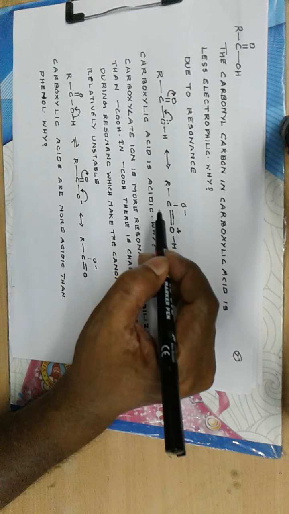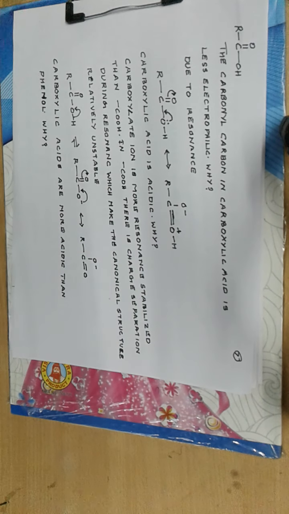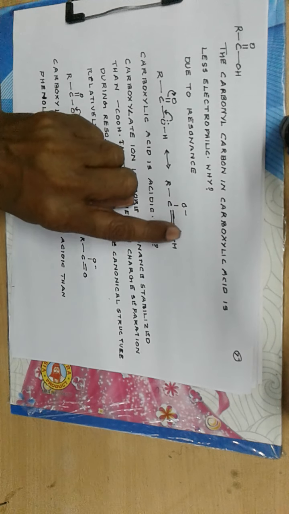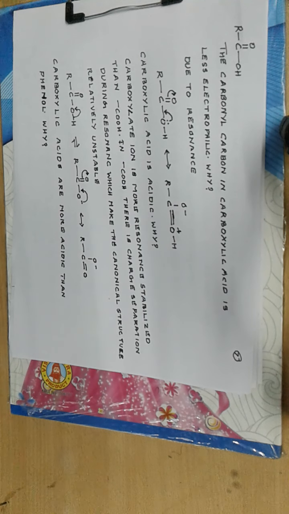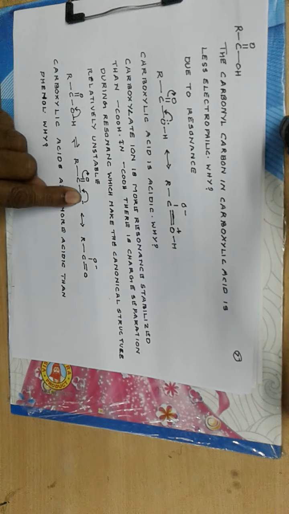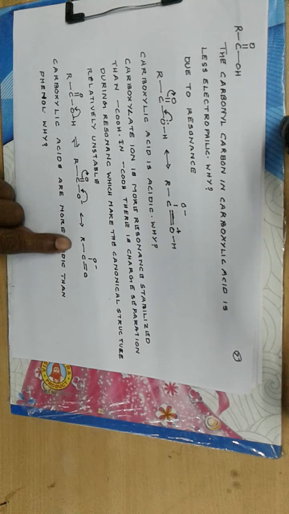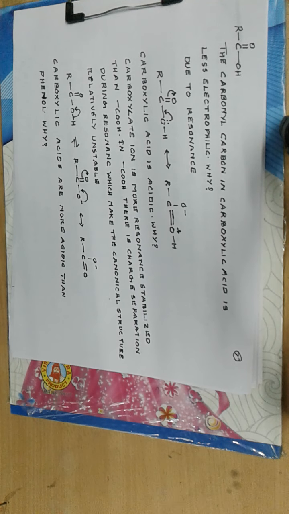Now carboxylic acid is acidic. Why? Because the carboxylate ion is more resonance stabilized than the pre-carboxylic acid. In carboxylic acid there is charge separation, which makes the canonical structure unstable, whereas in the carboxylate ion there is only one charge, so there is no repulsion or attraction between charges, and these two structures are equivalent, in the sense similar.